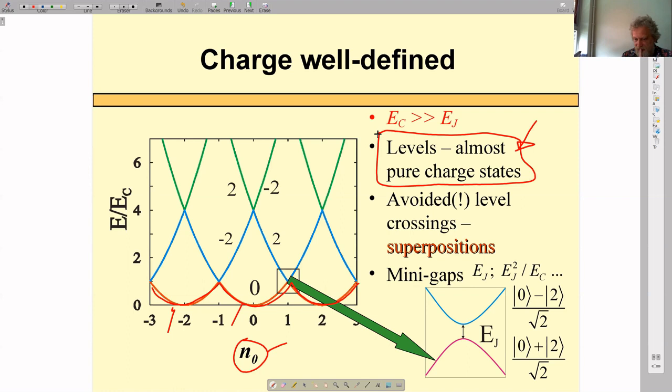The only quantum mechanics would come into play when two levels cross by chance. And, well, you see quite many crossings. In this case, these crossings are avoided, meaning that they do not actually cross. If one looks at this on a smaller scale, one sees that these two levels are not crossed, they're separated by a small gap. And here, when a small gap is formed, there are superpositions of states with different charge. That's one situation, fixed charge.